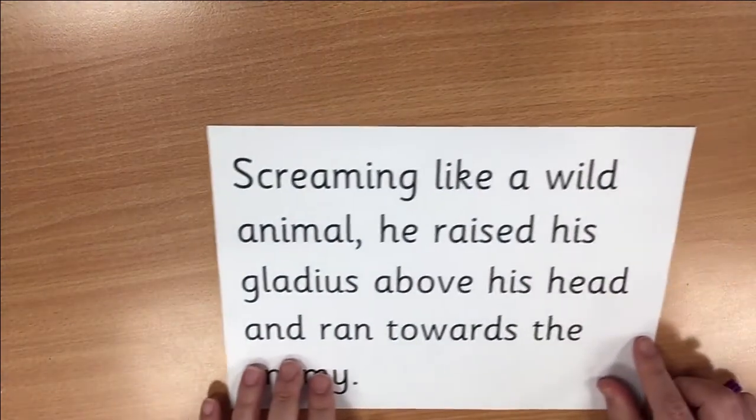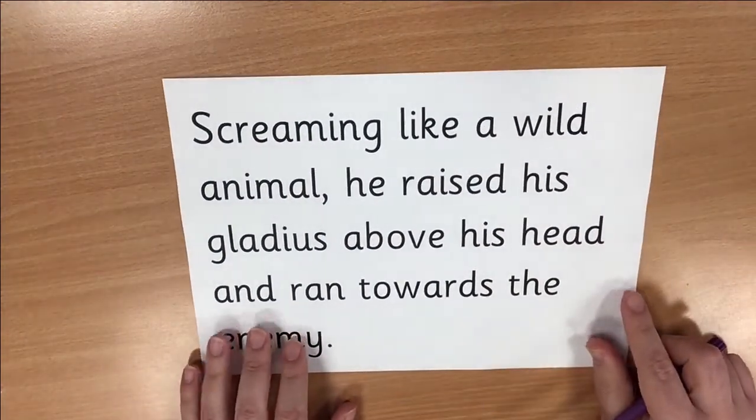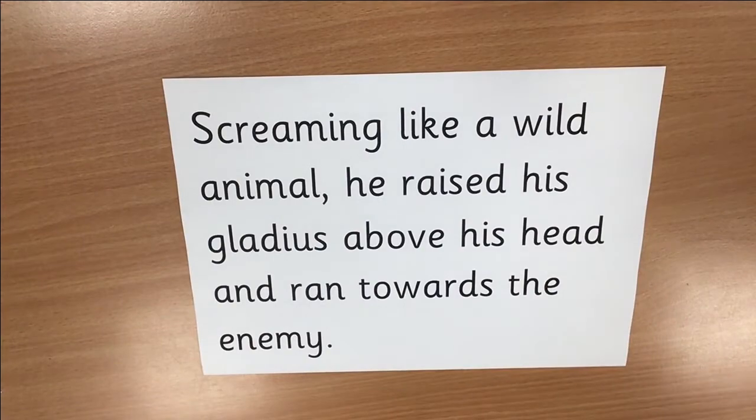So I came up with this sentence. "Screaming like a wild animal, he raised his gladius above his head and ran towards the enemy." Now I think this is showing he's quite brave because he's running towards the enemy and he's screaming while he's doing it. He's not sneaking towards them. He's being big and loud.